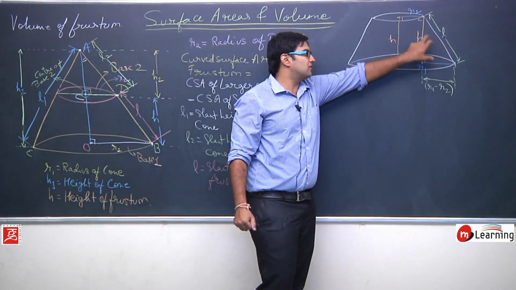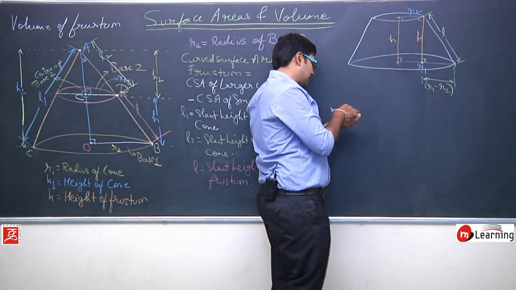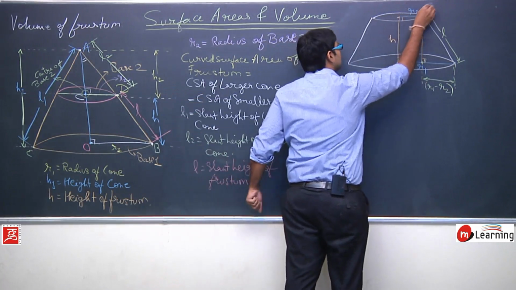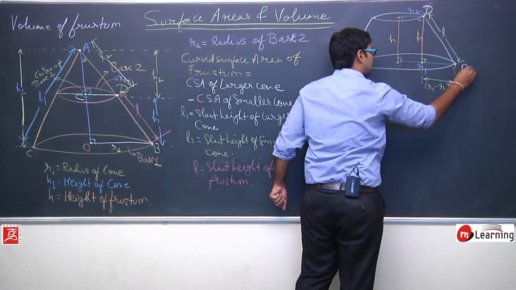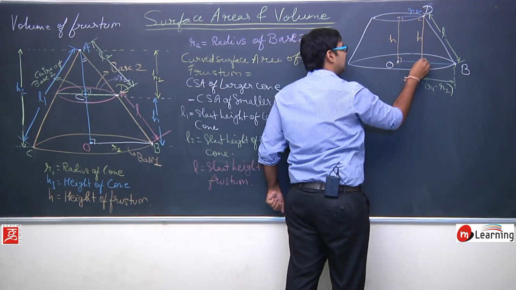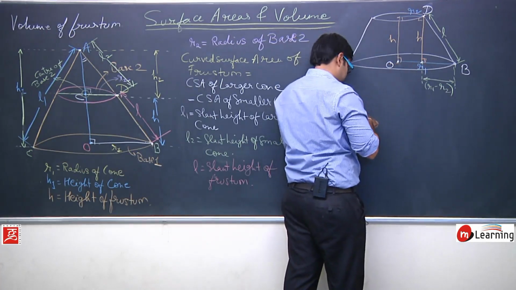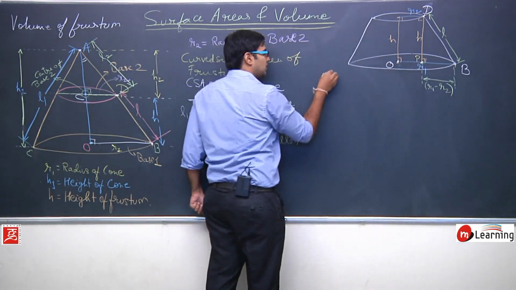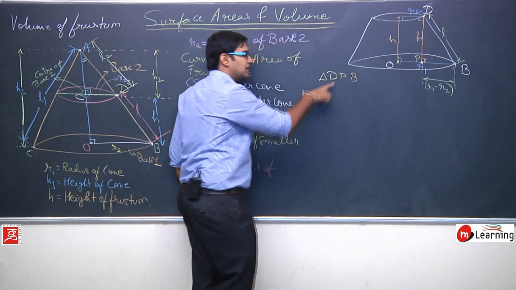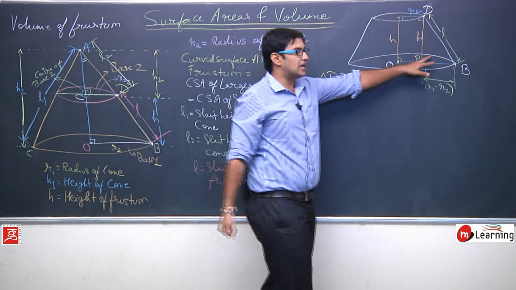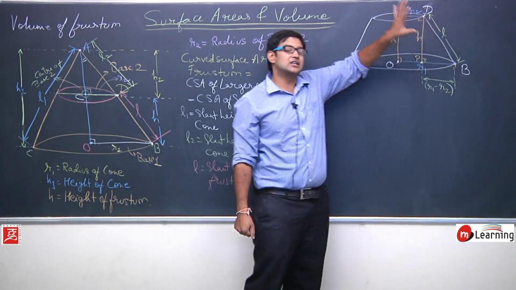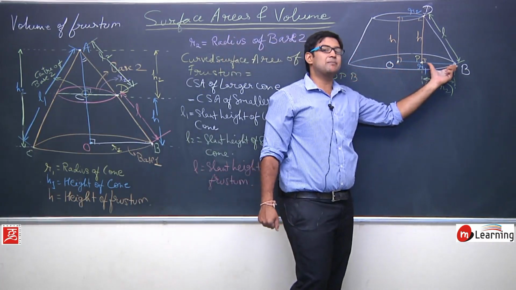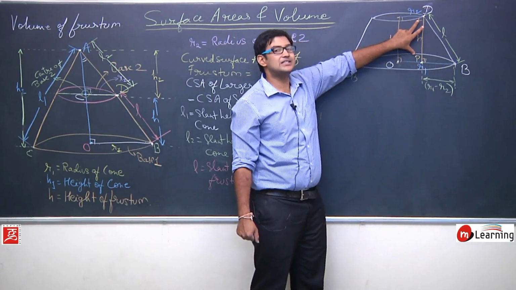Now try to observe a right angle triangle. This point was, let us say, we named this point as D, this point was B and this point was O, and let us assume that this point is P. So observe the triangle DPB. In the triangle DPB, it's a right angle triangle where this DP represents the slant height or the hypotenuse of this triangle. This PB represents the base and this DP represents the height.